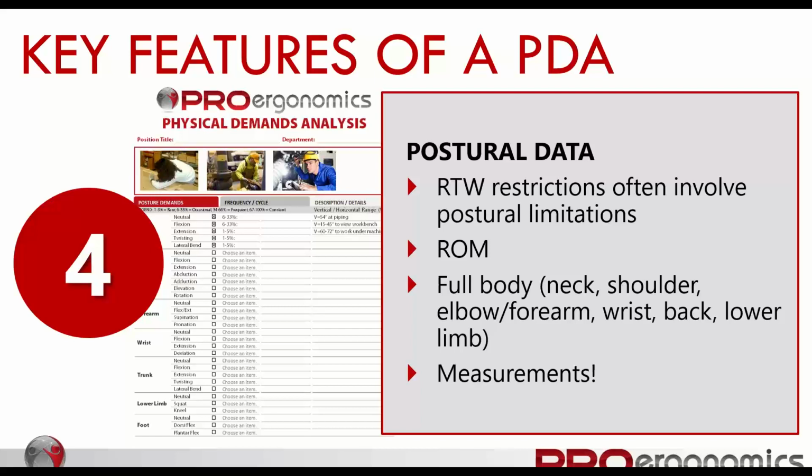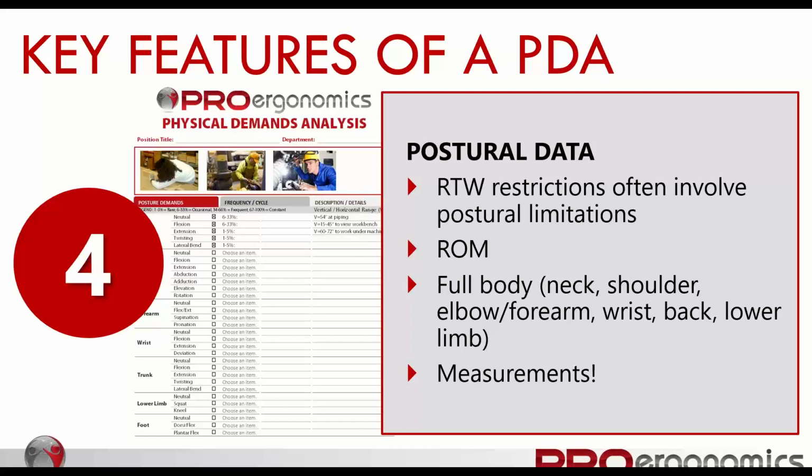But you're going to want to make sure that your PDA includes all body parts, a full body assessment. I know this is a snapshot from one of our PDA templates. So we include postures on neck, shoulder, elbow or forearm, the wrist, the back, and the lower limb, like the knees. And then we would also have a section for feet, right? For example, to cover off foot pedal controls.